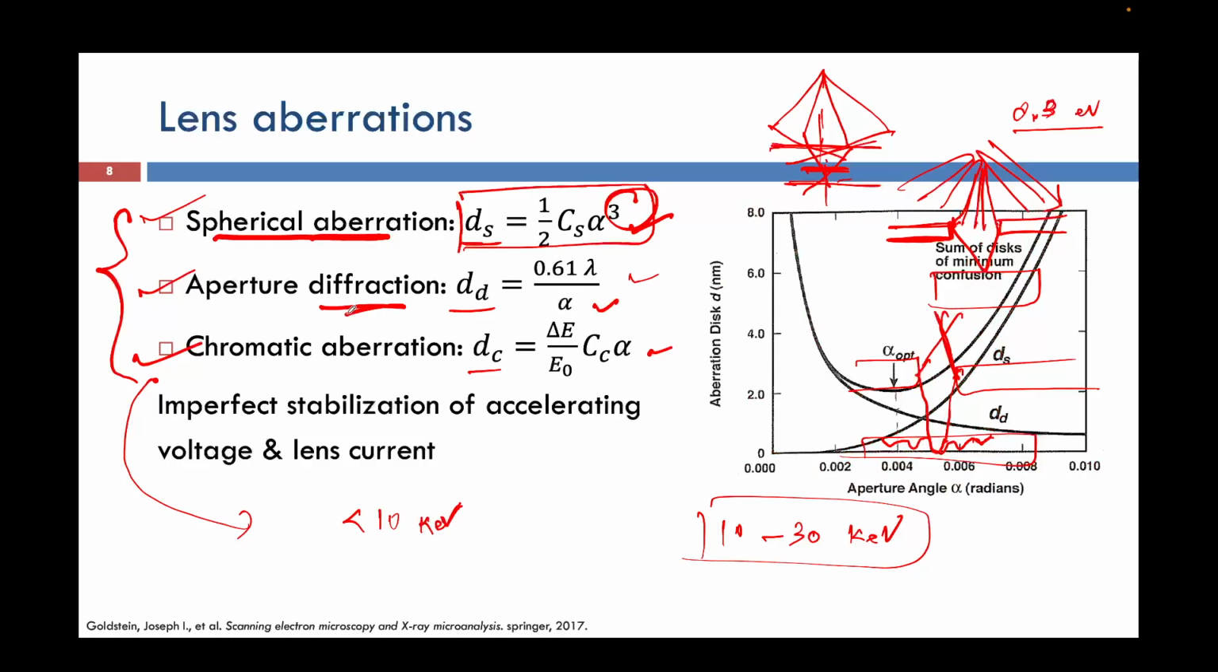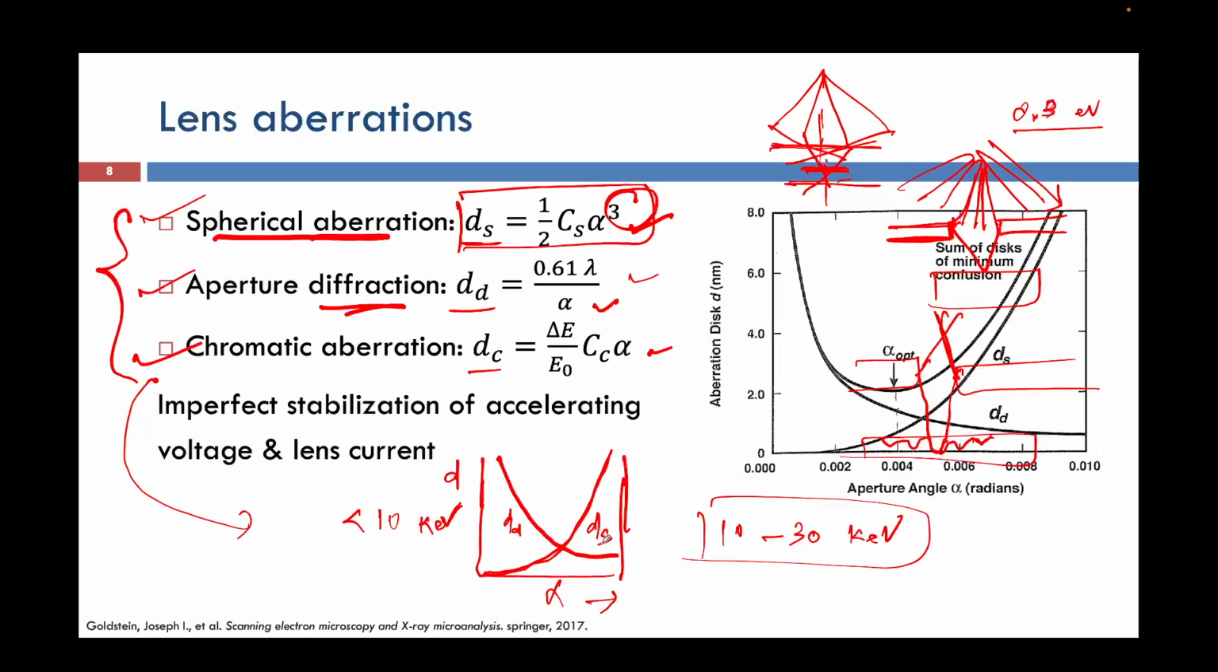That means, okay, I have drawn it here. So I'll try to draw this figure here. If I am talking about my final D, this diameter, and this is my aperture angle increasing, then for spherical aberration it will be like this, and for aperture diffraction it will be like this. So this is my DD, this is my DS.